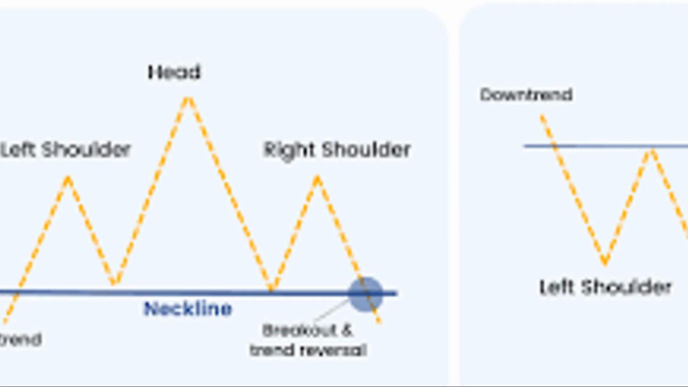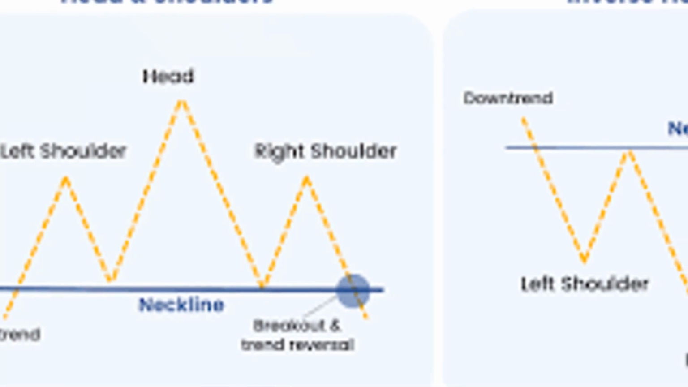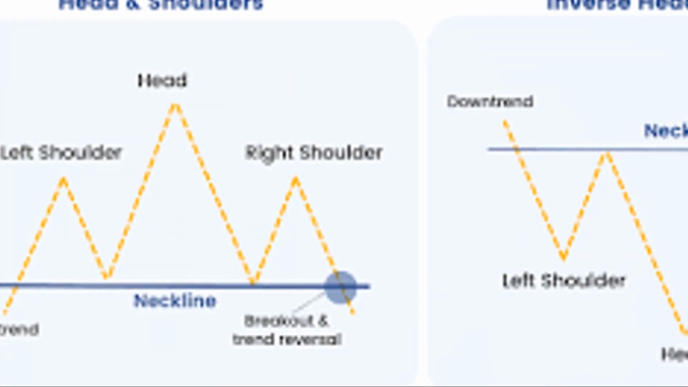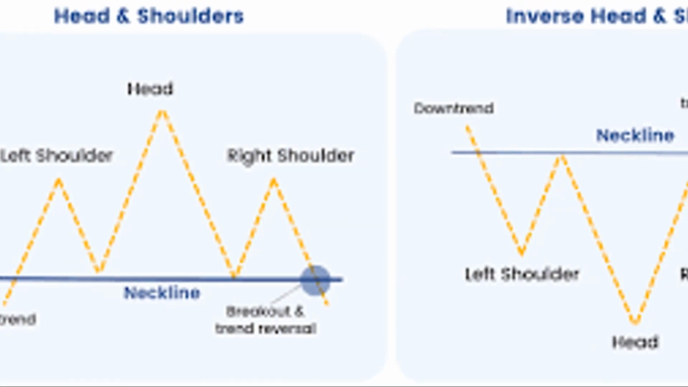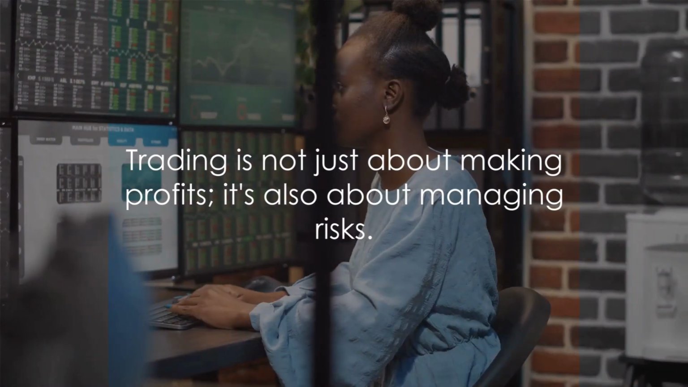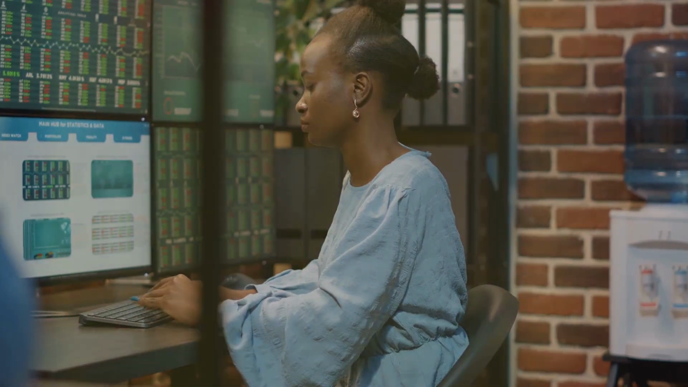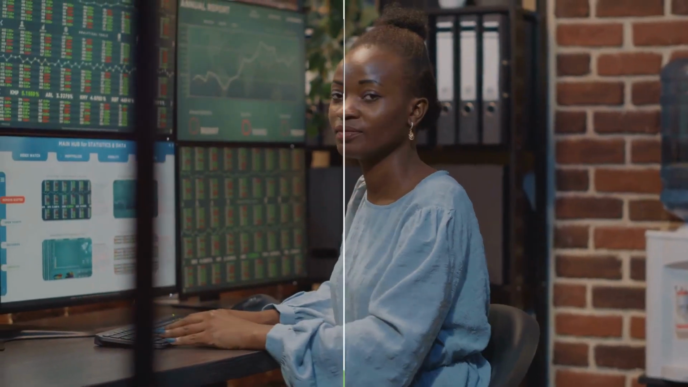Always keep in mind, trading is not just about making profits, it's also about managing risks. Set stop-loss orders just above the right shoulder for the classic pattern and just below the right shoulder for the inverse pattern. This action protects against potential losses. And remember, no pattern guarantees 100% success, so tread with caution.